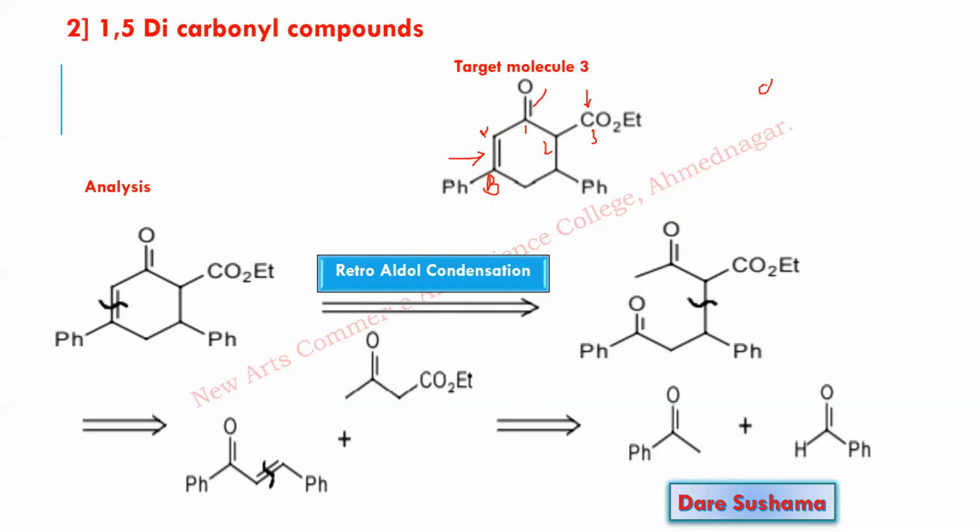So how many different relations do we see? Our first relation is alpha beta. The second relation is 1,3. Now which do we have to consider first of all? That's the question. We have to think about this bond. First of all we have to break it, and then talk about the other relation. So how can we disconnect this alpha beta bond? By retro-aldol condensation reaction. Alpha beta unsaturated carbonyl compounds can be synthesized by aldol condensation reaction.